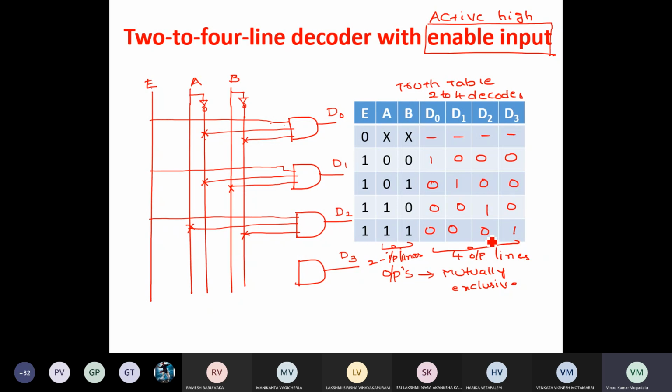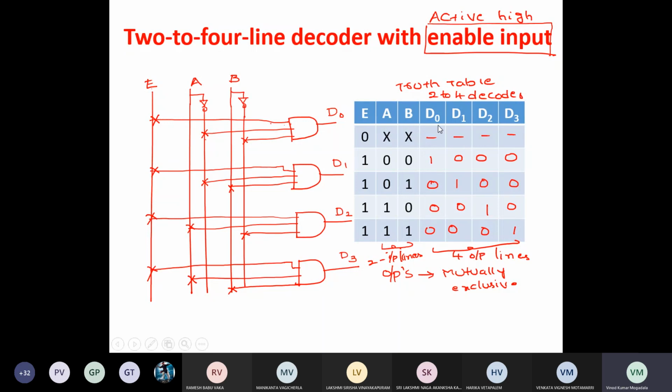Last, you see D3 is 1 when all are 1, 1. So simply you need to connect from E straight away, and then from A you need to make a connection, and then from B you need to connect. So you can place cross marks here and here. And then from A we have a connection, and from B we have a connection. So this is the internal diagram of a 2 to 4 line decoder.